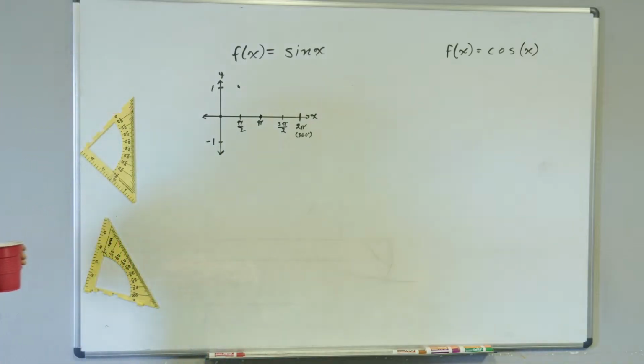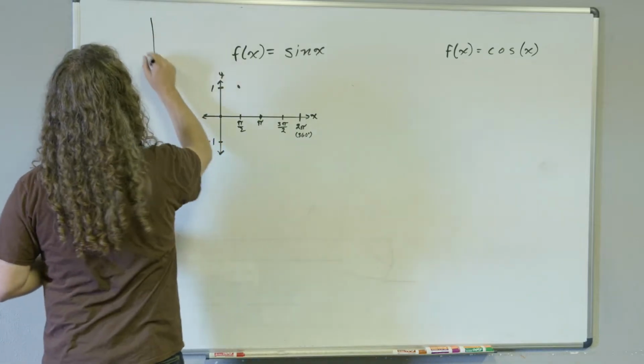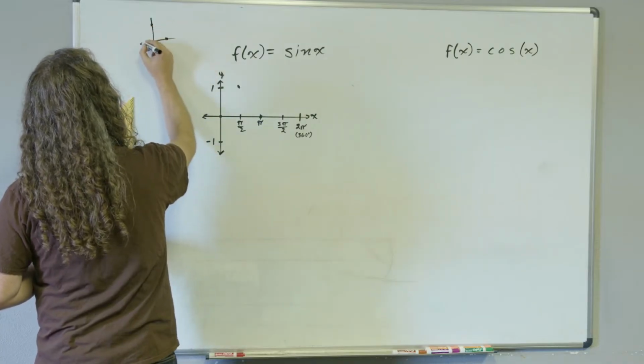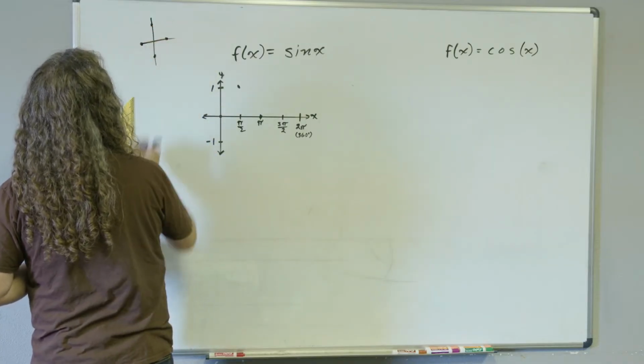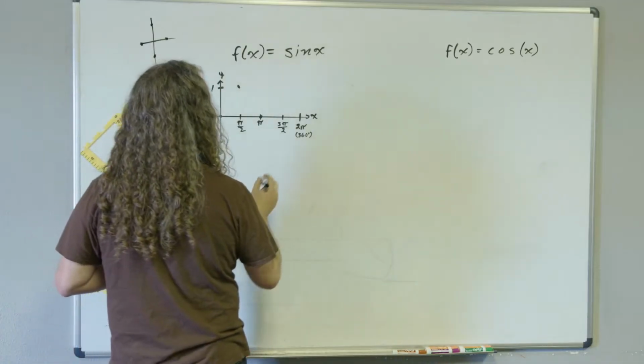I'm gonna guess it's negative. What is the sign of 3 pi over 2? Negative. Back down. Here, we're just following the unit circle. Here it's 0. Here it's 1. Here it's 0. Here it's negative 1.